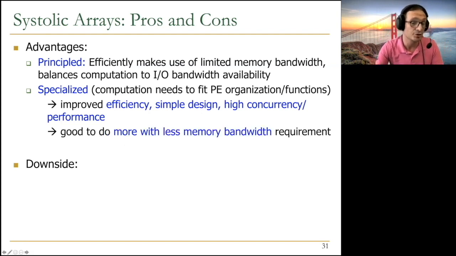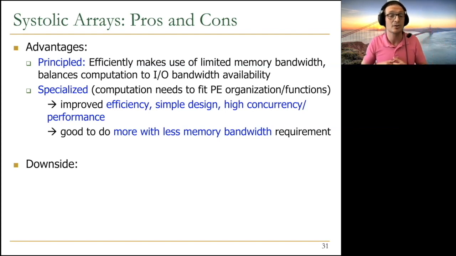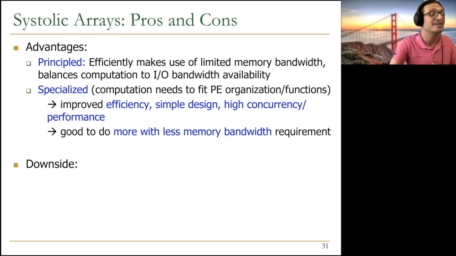So basically, it's always good to do more with less memory bandwidth requirement in such an accelerator. So these two things combined together make a very powerful accelerator, especially when you have a lot of data to deal with. You have a lot of data flowing into the systolic array and out of the systolic array, but the systolic array itself doesn't need to go to the memory for every single data item, right? Because it really maximizes the operations that it does to every single data item.